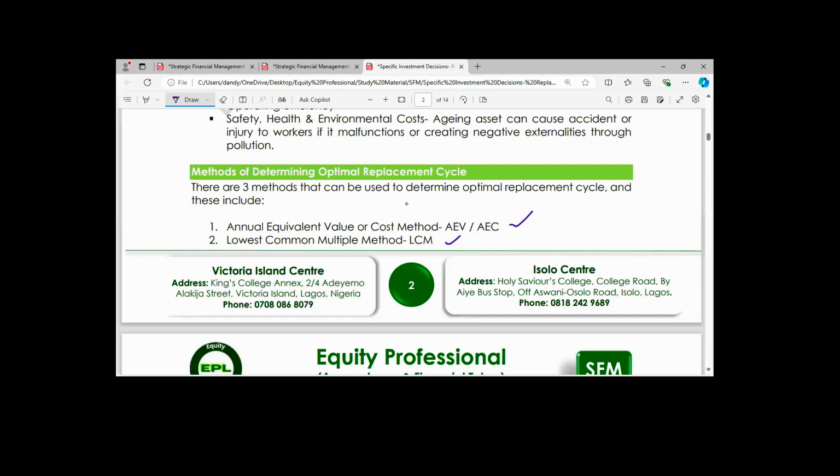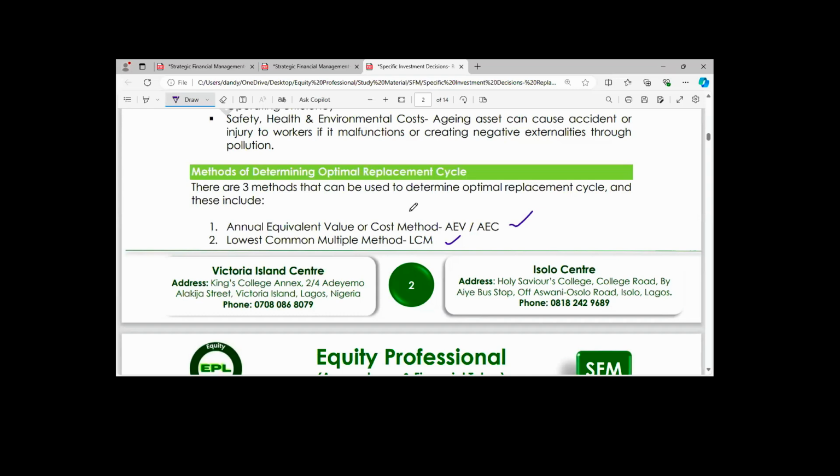Therefore, when you want to determine the replacement cycle using annual equivalent value or cost, there are basically 3 steps you are supposed to carry out. Step 1 is to compute NPV of each replacement cycle.